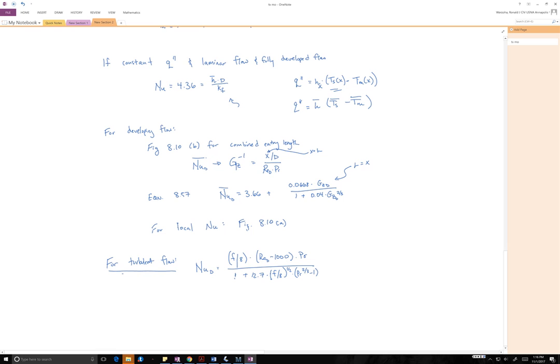Okay. And again, this is for turbulent, fully developed flow. If the flow is turbulent in this class, we're just going to consider it to be fully developed right off the bat. So really, you only need to worry about these expressions when you have laminar flow.